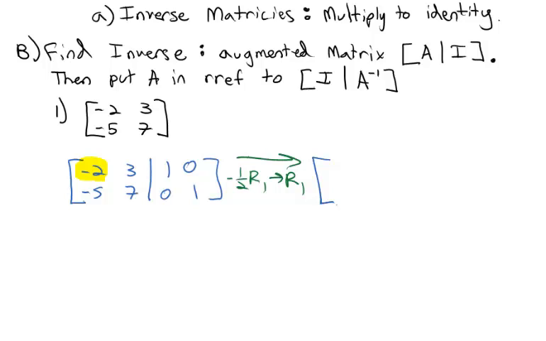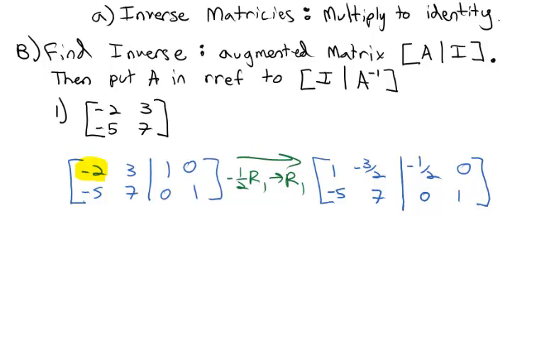So negative half, so we got negative times a negative is a positive. 2 over 2 is 1. Then we have negative 3/2. Negative times a positive is negative 1/2, and 0 times a half is 0. Bottom row unchanged, negative 5, 7, 0, 1.